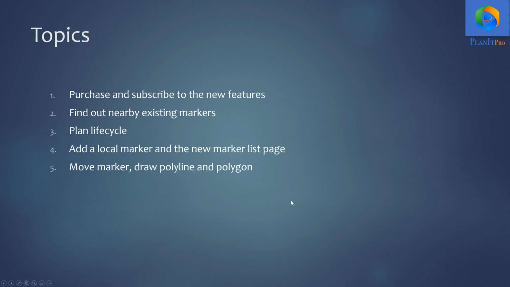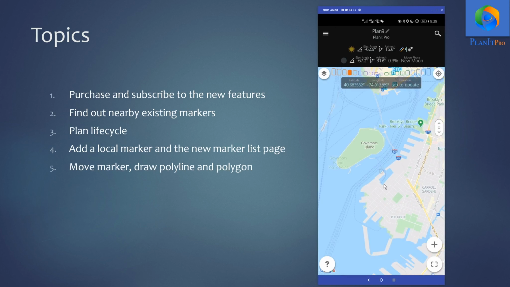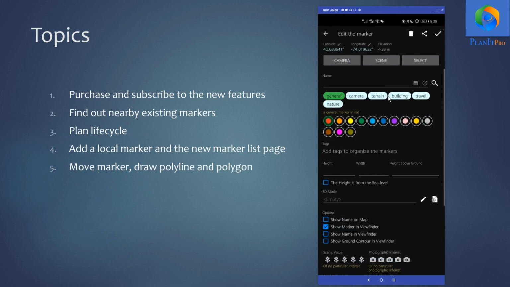Move marker, draw polyline or polygon. Let's say I want to draw a line around Governors Island. So I can just long press to add a marker. We even have a track and a polygon tool. You can choose any category for the marker and still draw the polygon or the polyline.